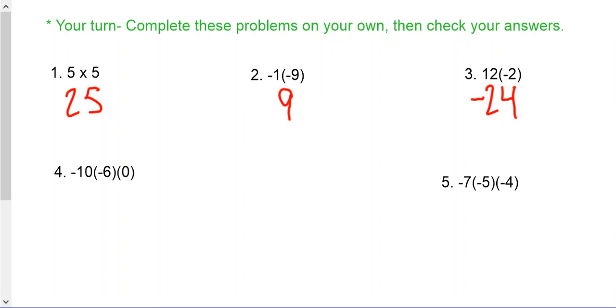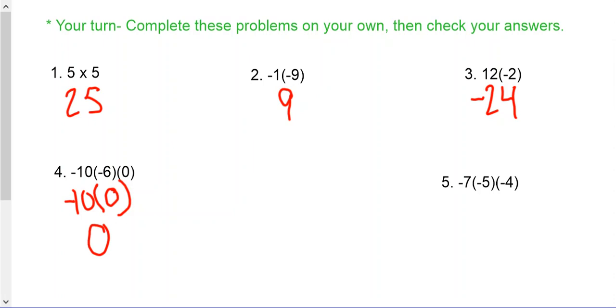All right, down here, challenging one, negative 10 times negative 6 times 0. Well, if we start with this negative 6 times 0, any number times 0 will give us 0. And then we have 0 times negative 10. 0 times negative 10 is 0.